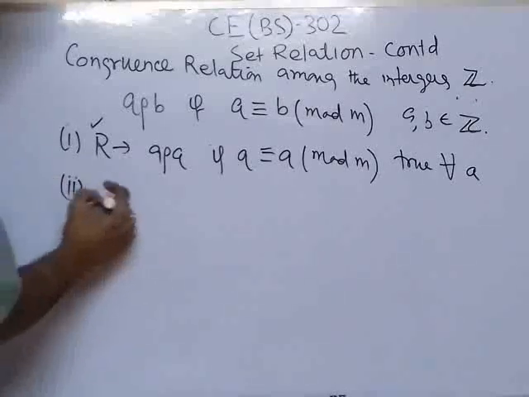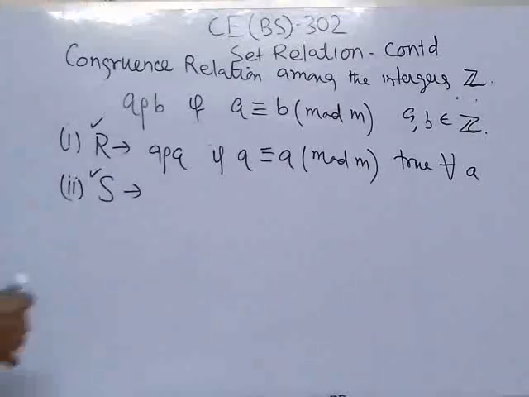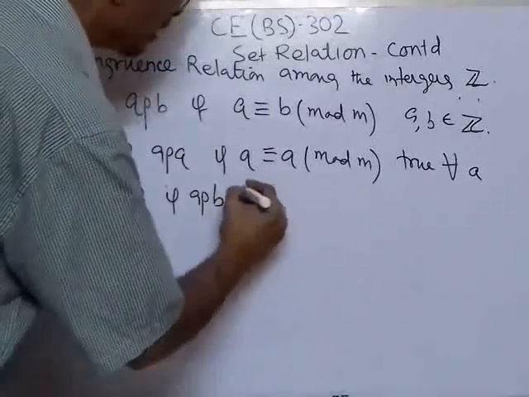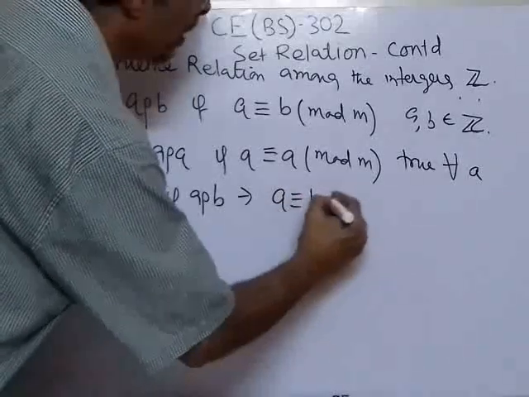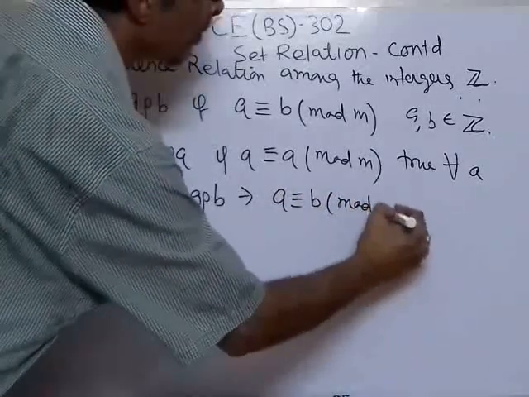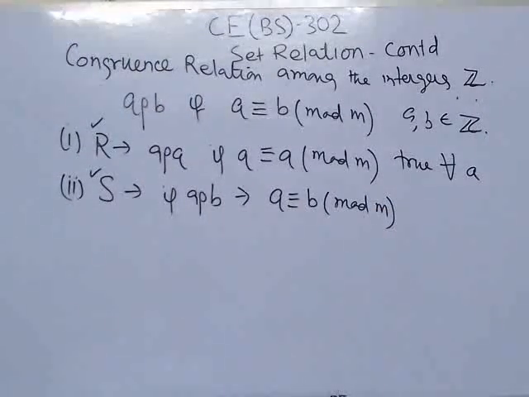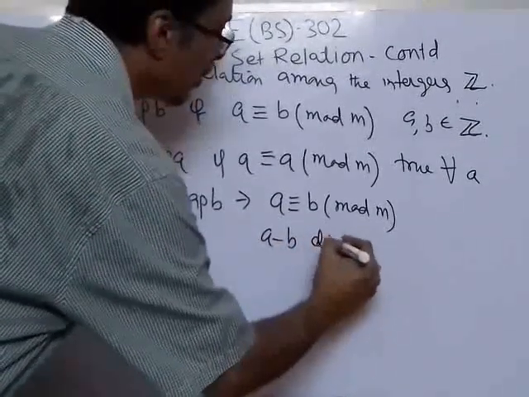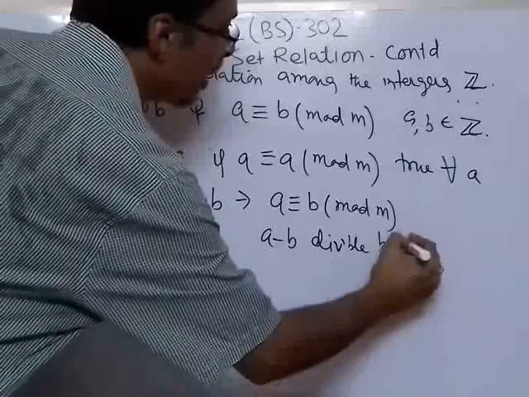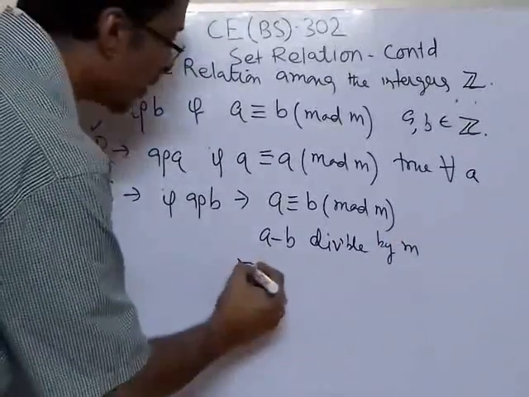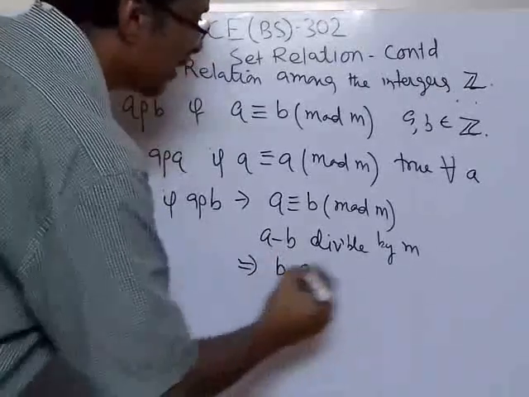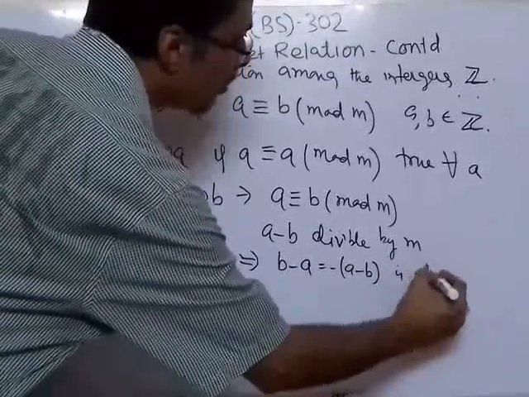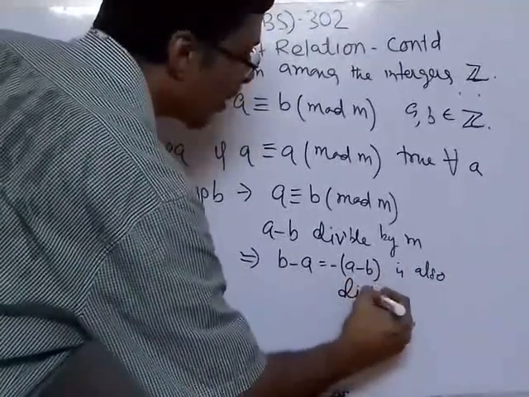Second one is symmetry. Symmetric means if A rho B holds, then what we get? This implies A is congruent to B mod M. That means A minus B is divisible by M. This means B minus A, that is equal to minus of A minus B, is also divisible by M.